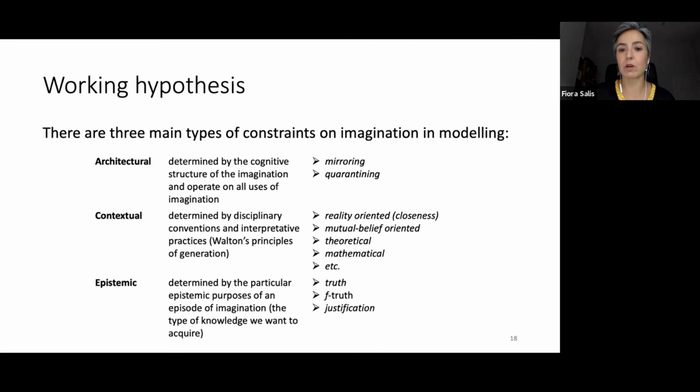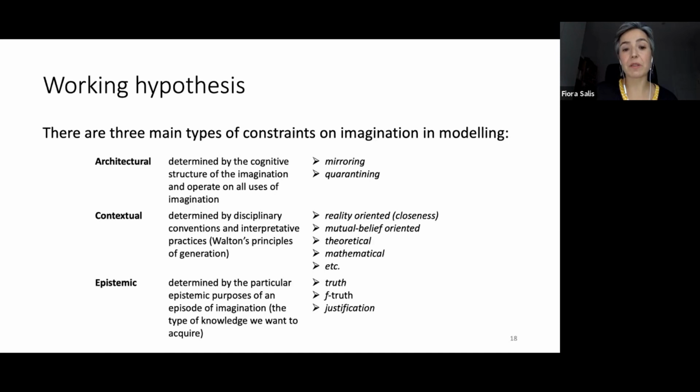There may be more. So this is an open list. And the further work, which I will anticipate now because we don't have time to go through many more slides, that needs to be done in this context is that of developing the case studies for identifying the relevant kinds of constraints that work in the different modeling practices. Then we have finally epistemic constraints.